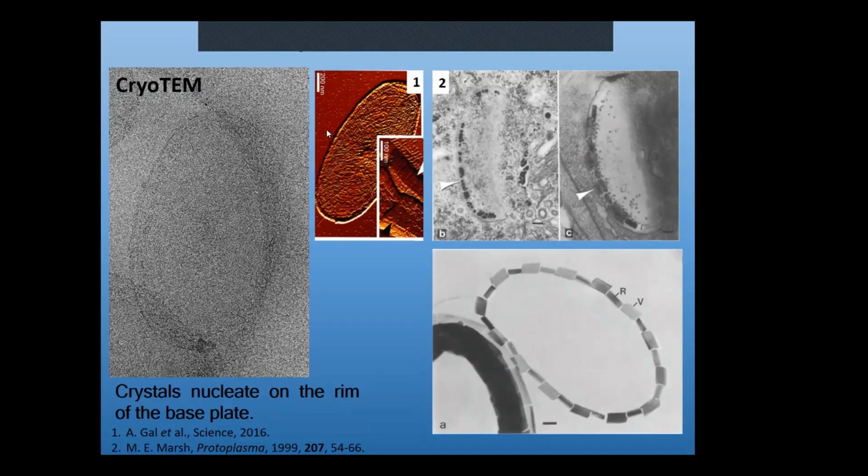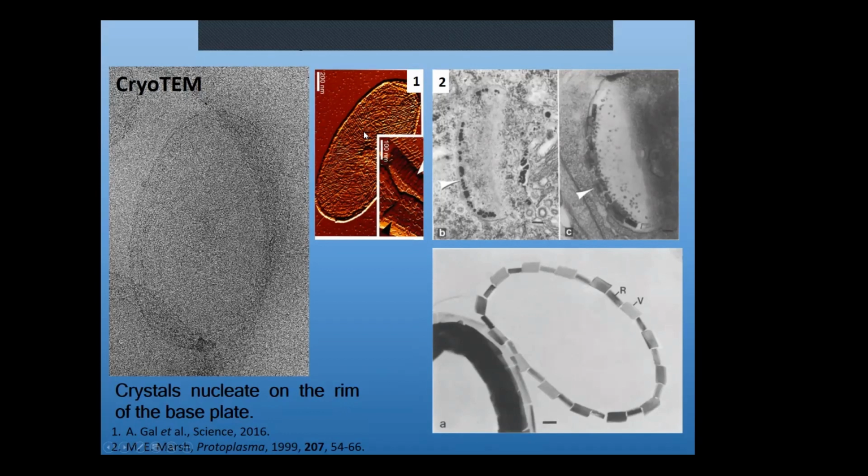And this is the base plate viewed with the atomic force microscope. Then you can already see that there is some structure on the surface here. There's some kind of striation that you see there. And these are TEM images, work from Mary Marsh, late 90s.